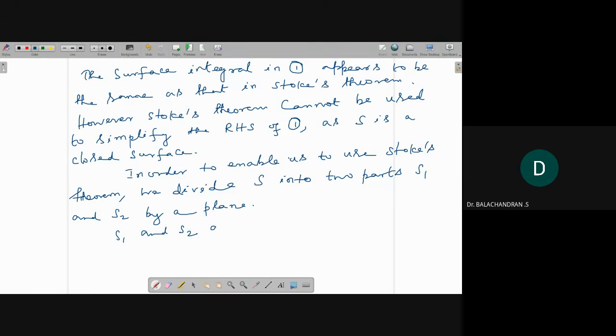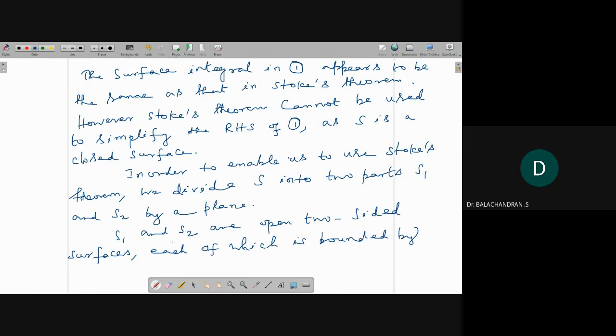S1 and S2 are open two-sided surfaces, each of which is bounded by the same closed curve, capital C. So here I will draw the diagram.